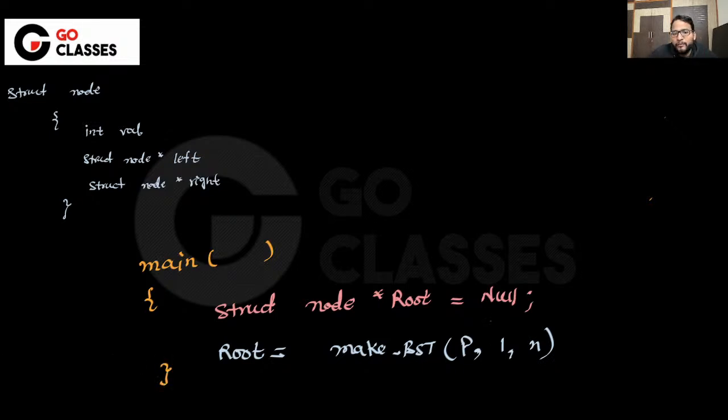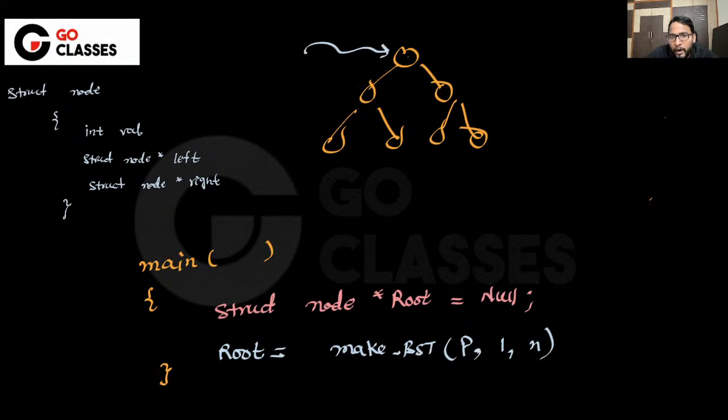So this is how the main function is doing. And then finally, this make bst should be returning me a struct node pointer, which is pointing to the root node. So basically what I expect my make bst to return is, once you have the bst in place, I want it to return the pointer to this.